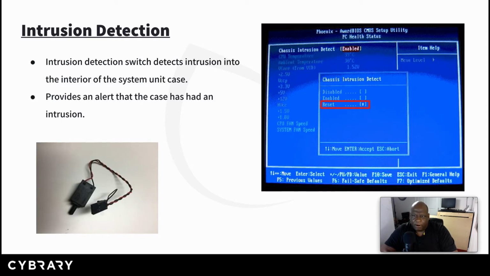Just like an alarm on your house or your car, you want to know if someone's inside of that. So it's the same with intrusion detection on the PC. You want to know if that case has been opened by unauthorized individuals. The intrusion detection switch detects intrusion into the interior of the system unit case and provides an alert that the case has been opened. This could be in the form of a POST error code when you boot up the computer, intrusion detection, a notification, or pop-ups along those lines.